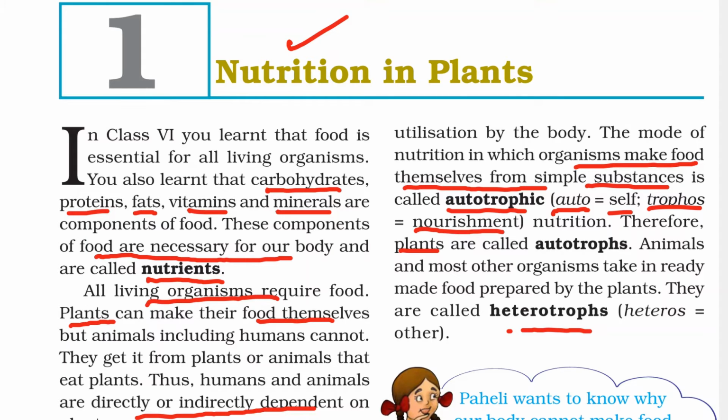Just now I told you plants make their own food using raw materials, right? They get their raw materials in their surroundings. So they can prepare their own food using such simple substances. That's why they are called autotrophs.